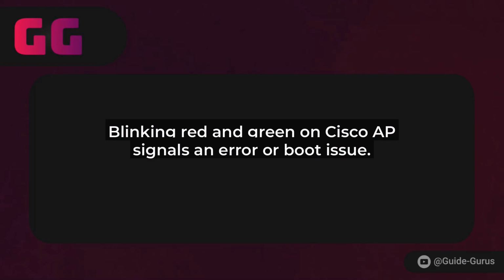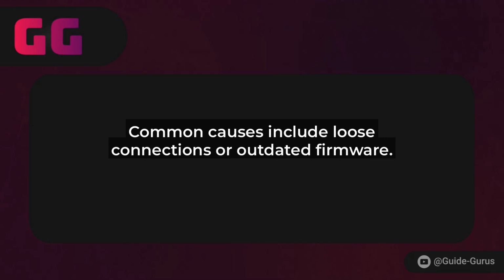If you're dealing with a Cisco access point that's blinking red and green, you're in the right place. This issue can be frustrating, but don't worry, it's often something simple to fix. Today, we're diving into what this blinking means and how to resolve it step by step. Let's get started. First off, what does that red and green blinking actually signify?